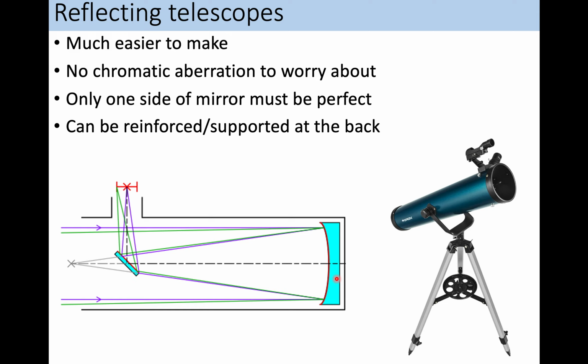So if you were to get a telescope to have at your house, you're most likely going to be ordering a reflecting telescope, whether you know it or not.